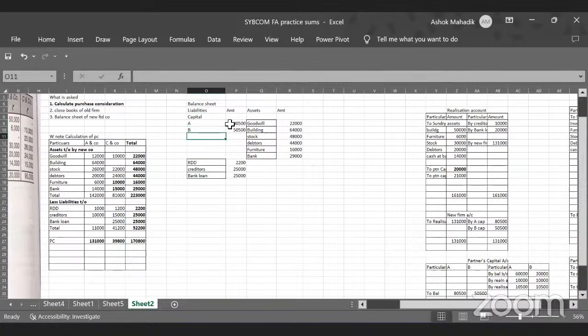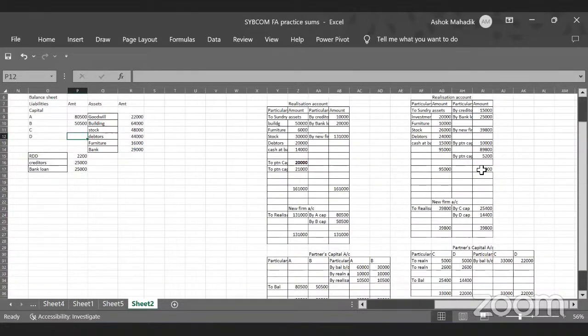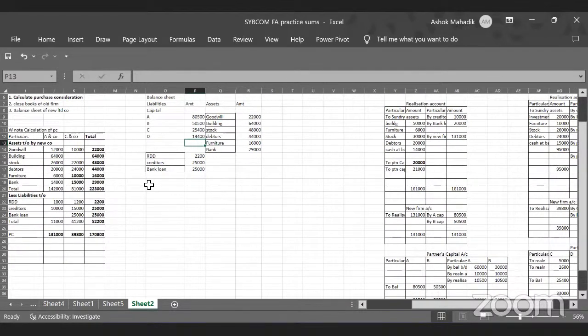So right there, capital A, B, C, and D. Okay, A and B already took. I'll take it for C and D. 25,400 and 14,400. 25,400 and 14,400. That's it. Okay, you're done with the balance sheet.